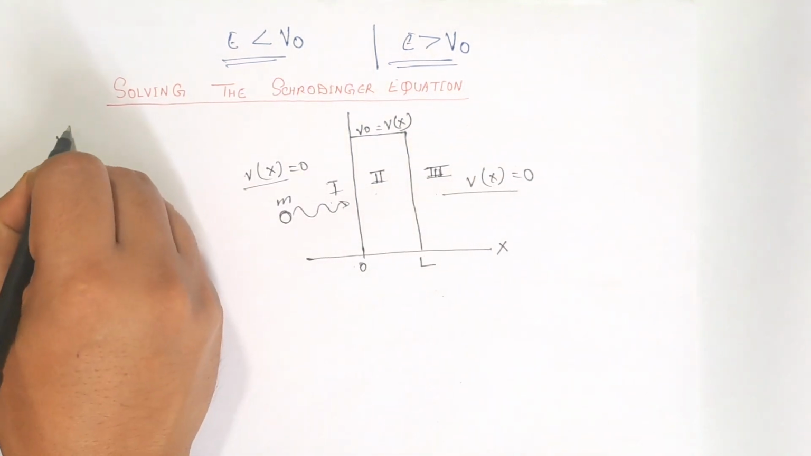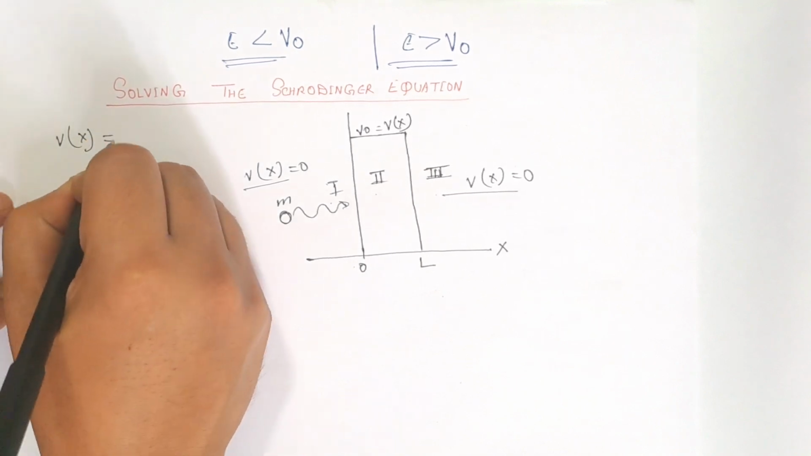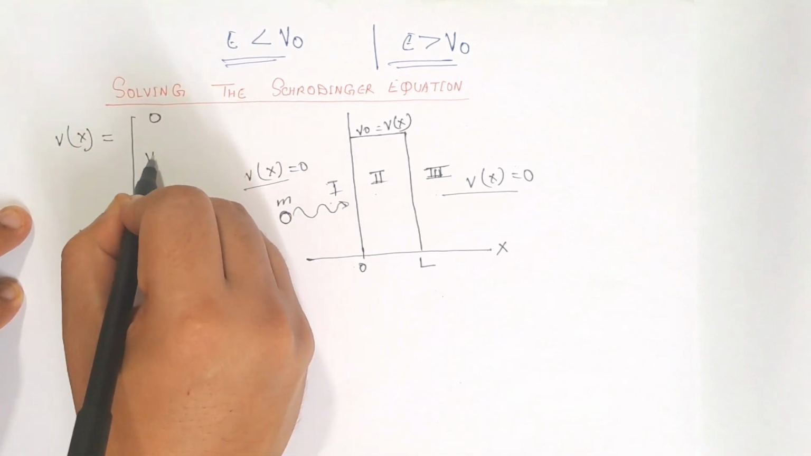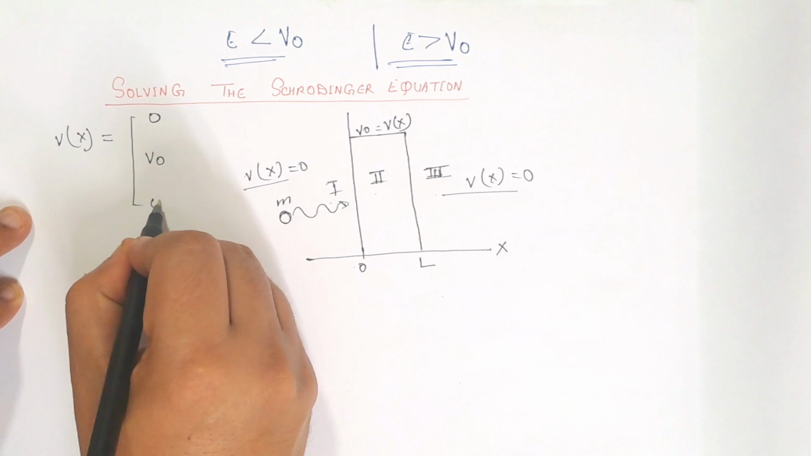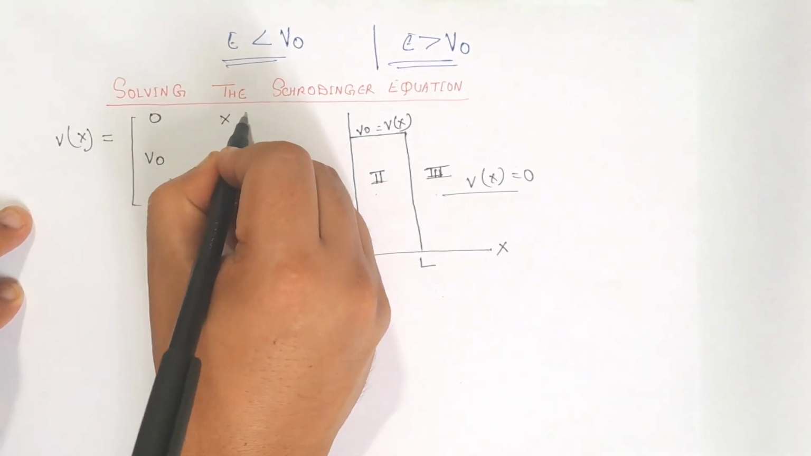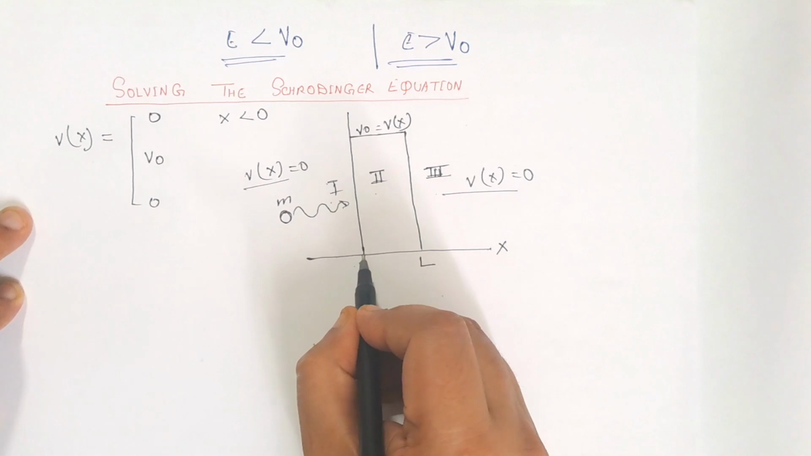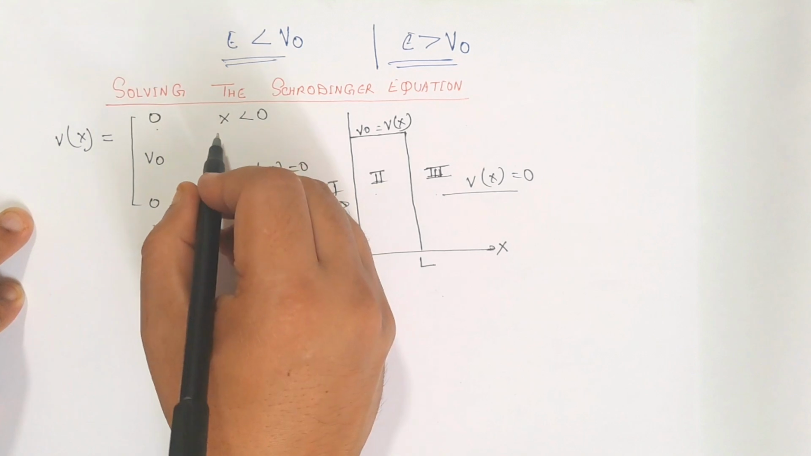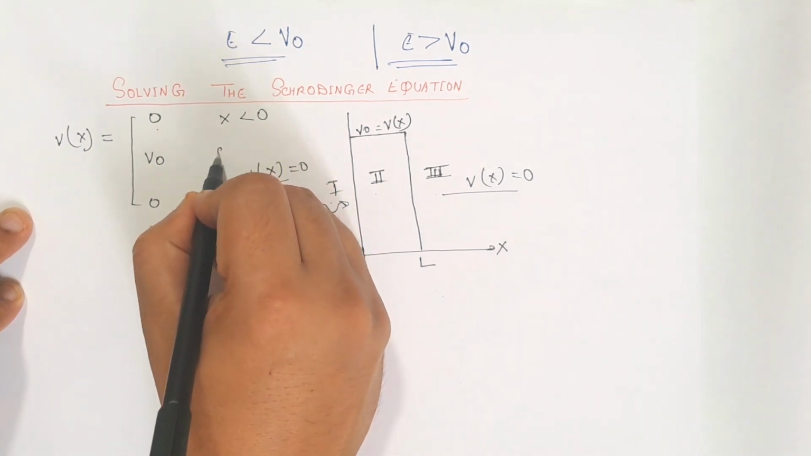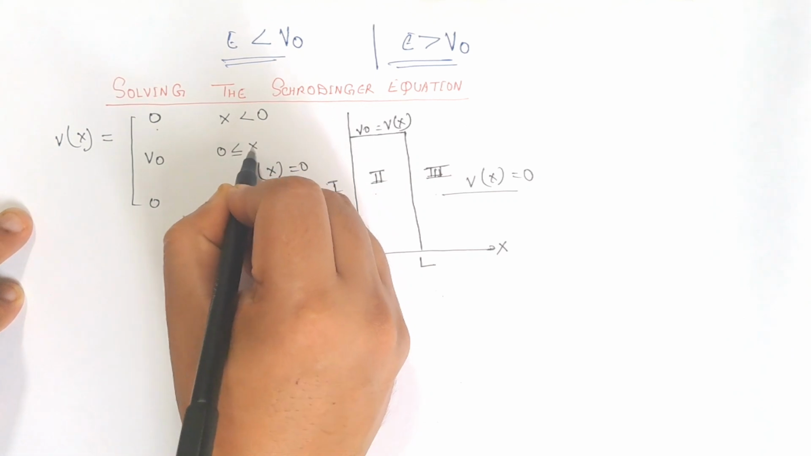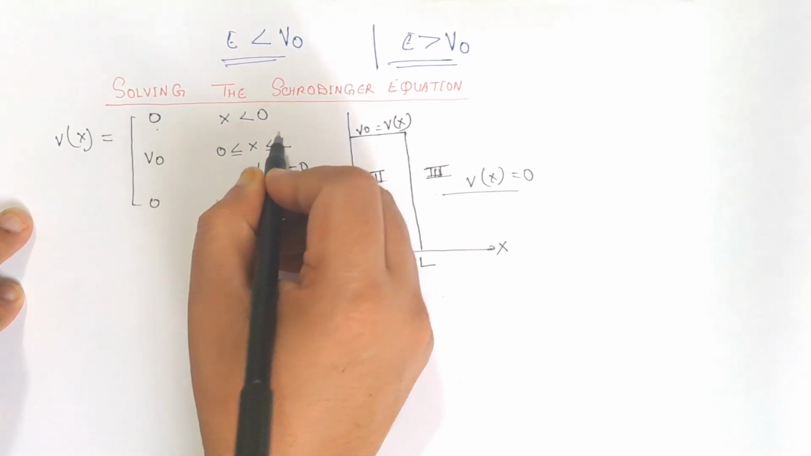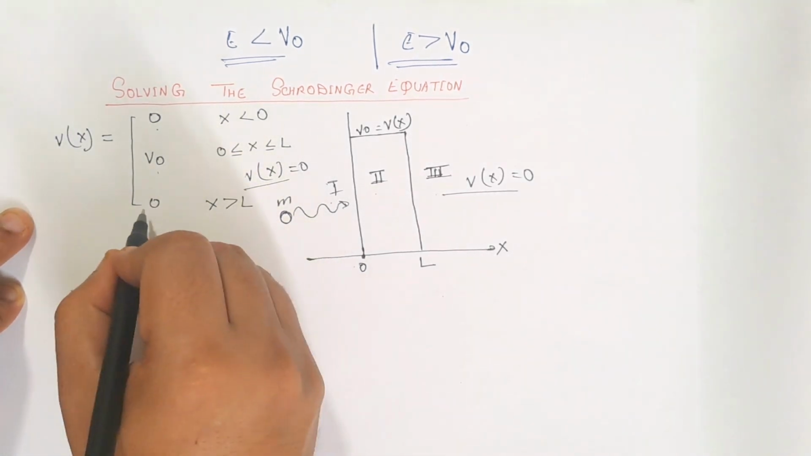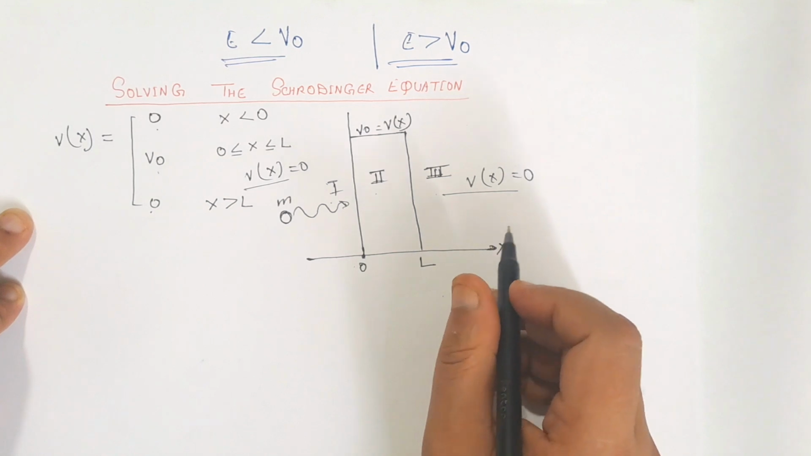So we can write three conditions: V(x) is equal to 0 for region 1, for region 2 V0, and again 0 for region 3. It means if x is smaller than 0, this is the origin, this is x, then the potential is 0. From 0 to L the potential is V0, and again if x is greater than L, then the potential is again 0.